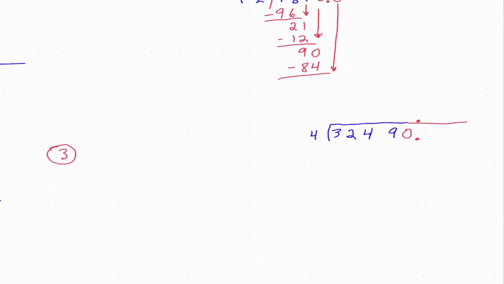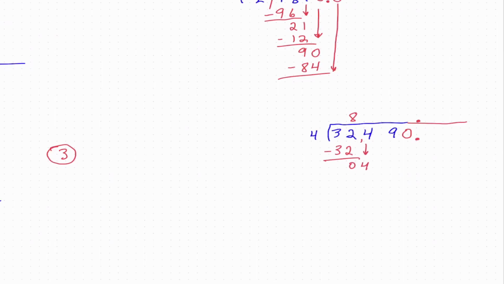So it changes it to 32,490 divided by 4. Okay, so let's work this out real quick. 4 can't go into 3, but it can go into 32. It can go in there 8 times. That actually makes that 32. We're left with 0. Still got to drop our 4 down.